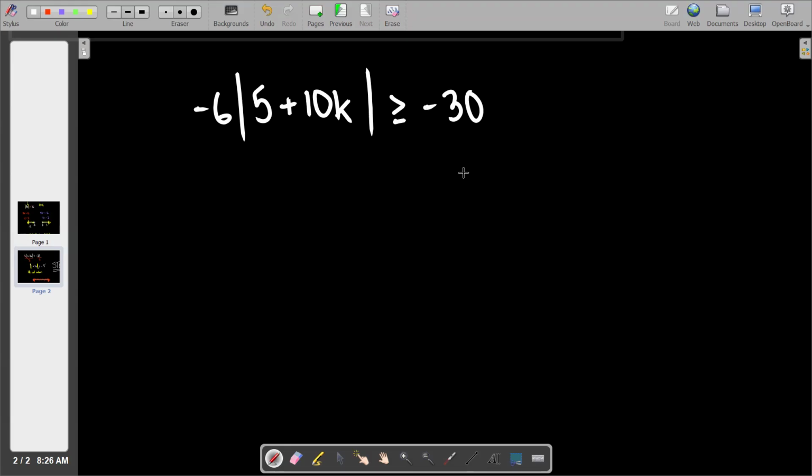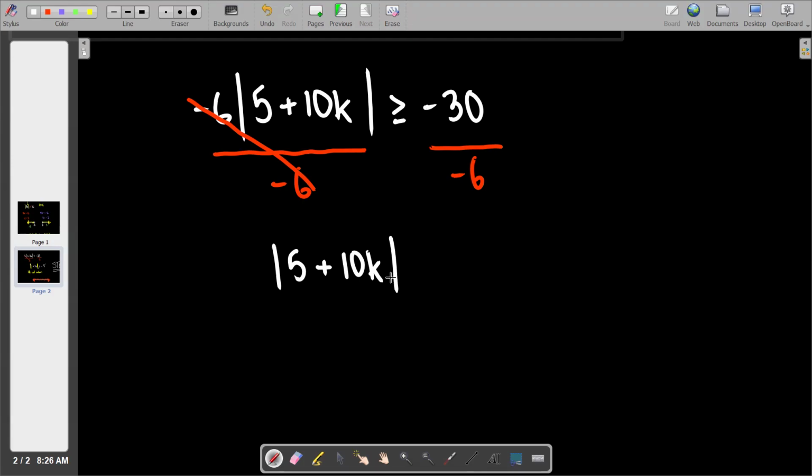What do we do? And this also goes in our notes. And I think the vast majority of us, this is not an issue. I think we mostly got that when we divide by that red negative number, that Pac-Man is going to change. He's going to have to turn around. So what used to say greater than or equal to is now going to say less than or equal to. Okay. And then what is negative 30 divided by negative 6?